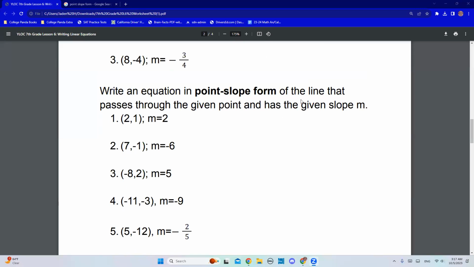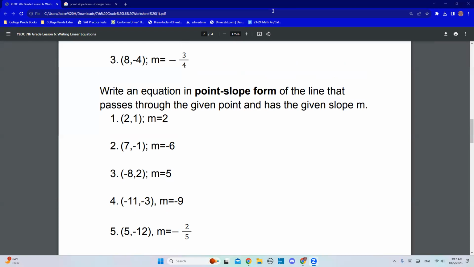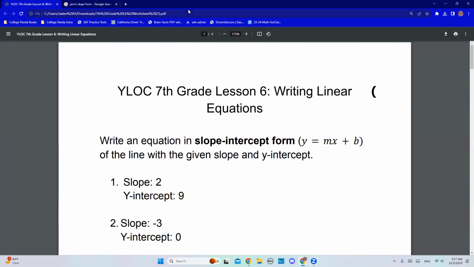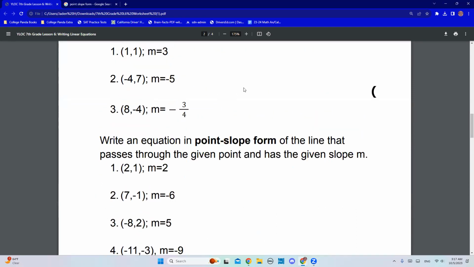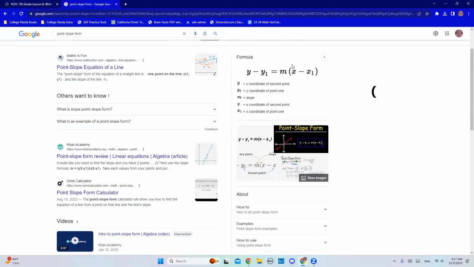Write an equation in point-slope form of the line that passes through the given point and has the given slope m. Right, well, point-slope form is this. Unlike slope-intercept form, they didn't give an equation, but this is what it would be. y minus y1 equals m times x minus x1.